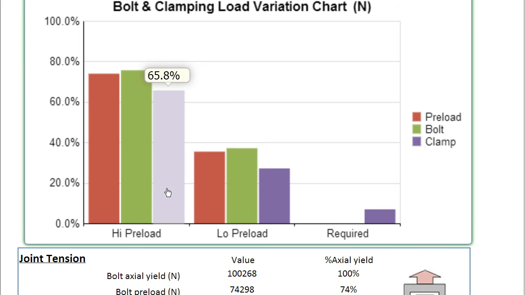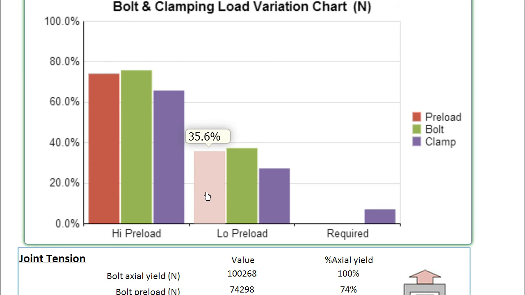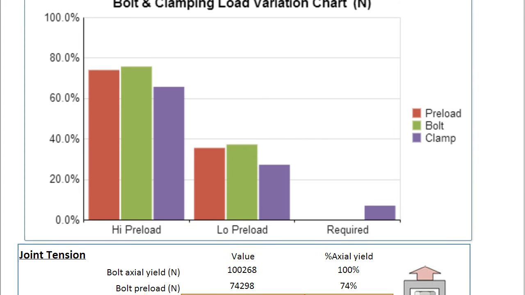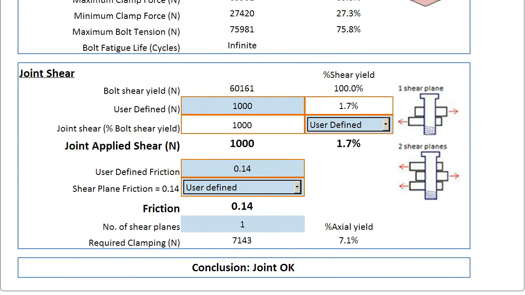But of course what we're actually worried about is that the lower preload will also have a lower clamping force, and we require the clamping force to be present if we're to sustain a shear force. So if I just make that a bit clearer, we can see in the joint shear area we have a certain coefficient of friction, and we rely on that coefficient of friction together with the clamping force to provide a load path for our shear load that's applied to the joint. Now in this case everything's okay.